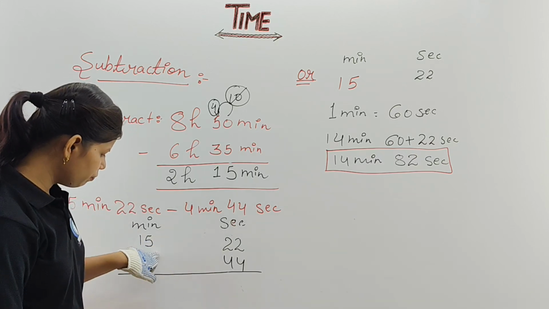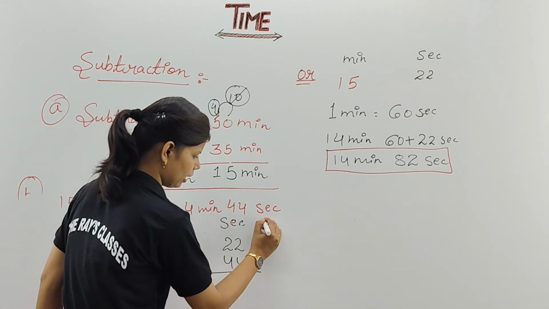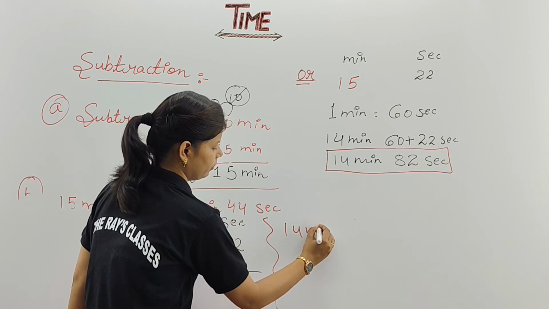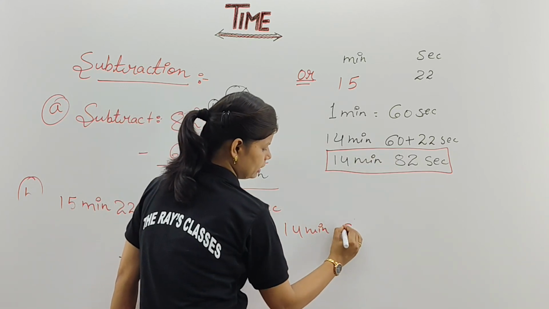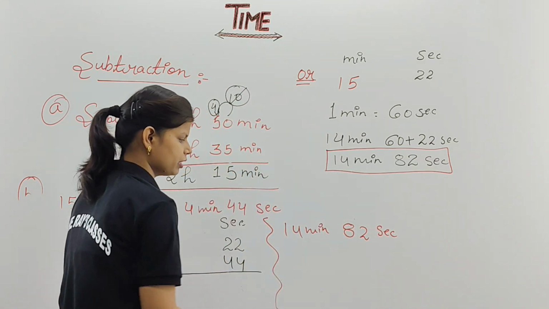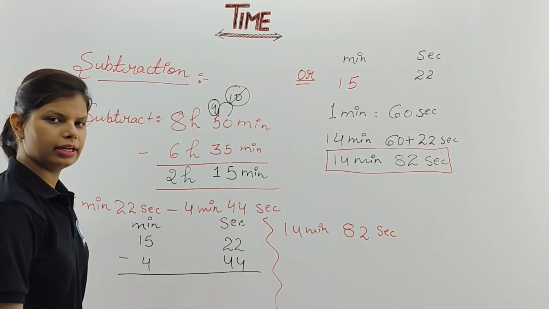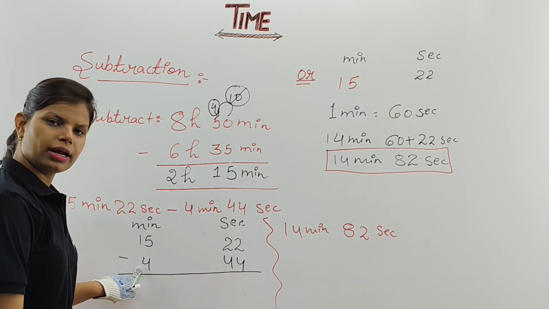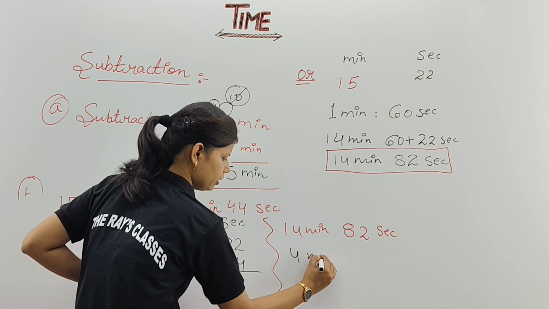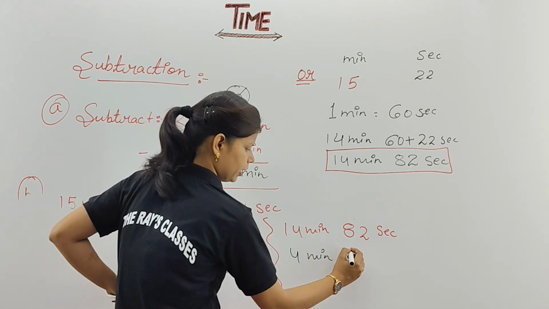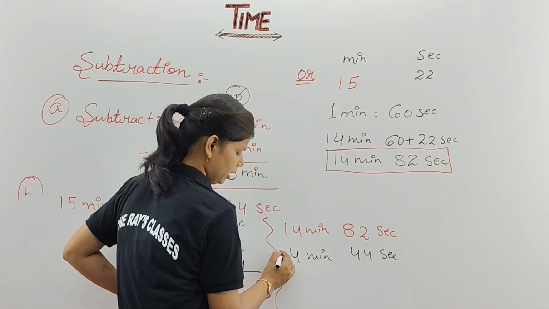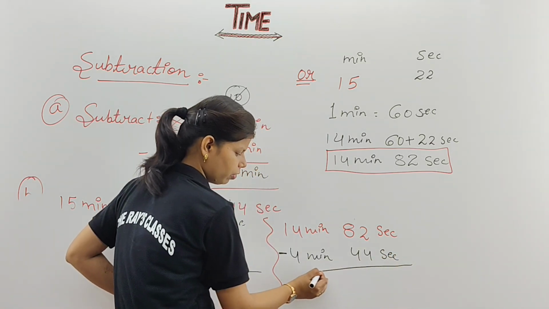And now in place of 15 and 22, what are you going to get? Here you will get 14 minutes 82 seconds. This is the conversion. That's why I used a different color marker to indicate that one. Now from the previous one, which number do you have to subtract from here? You have to subtract 4 minutes 44 seconds. That will be similar to that one. And the operation you are going to use here will be negative.